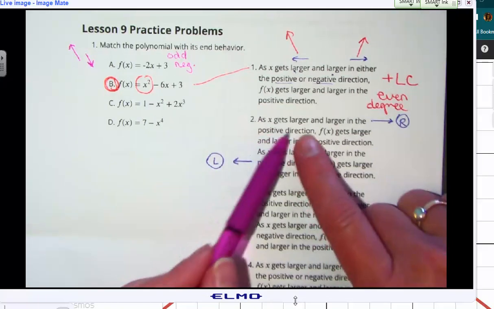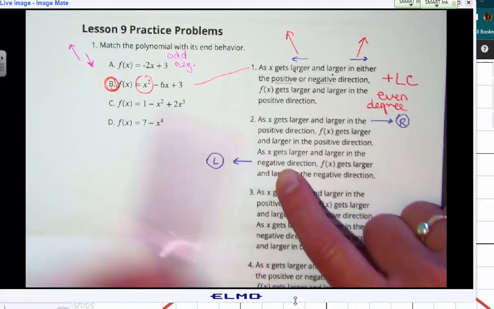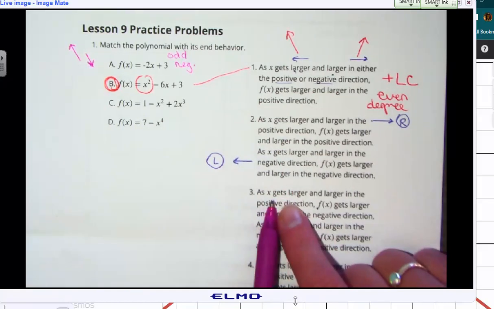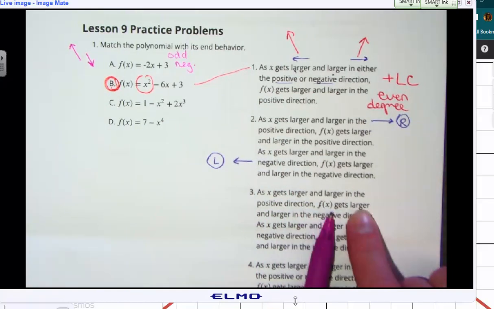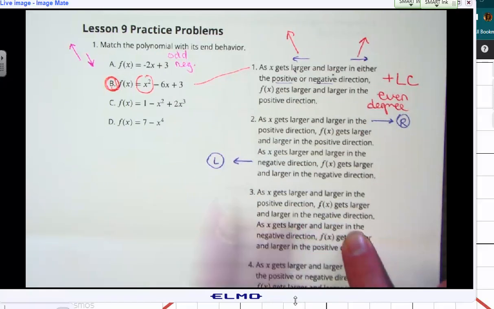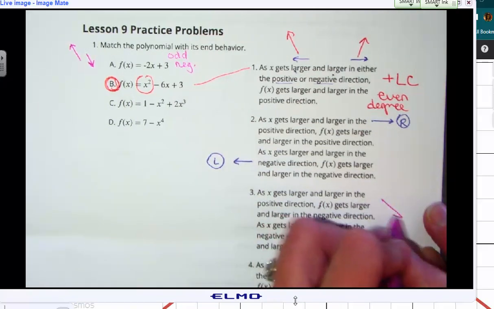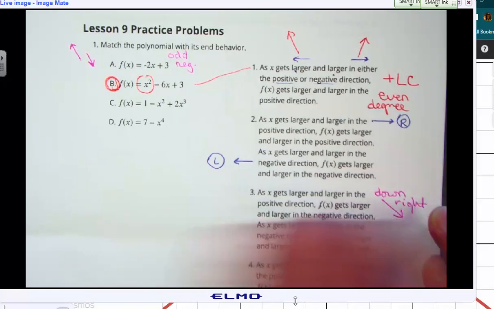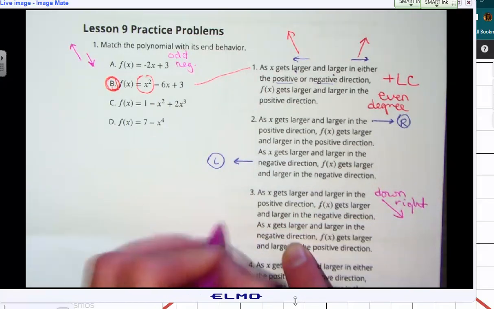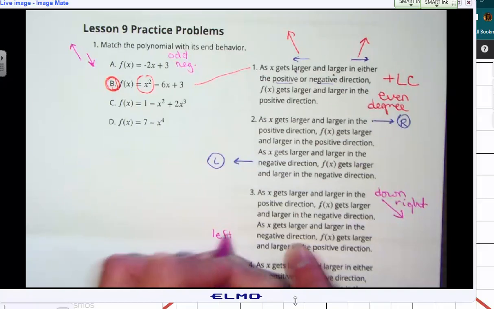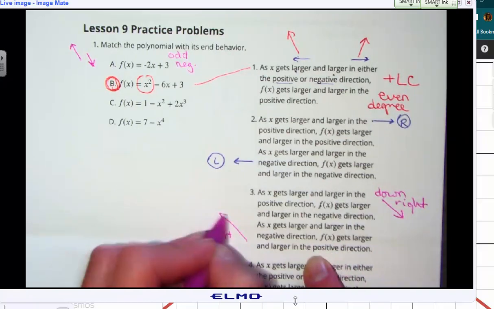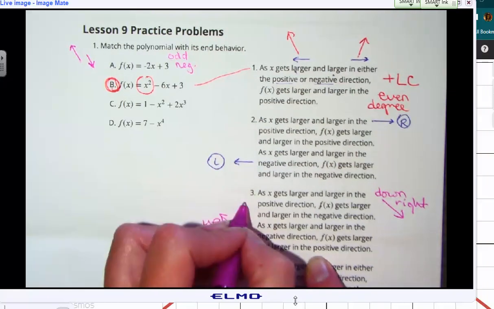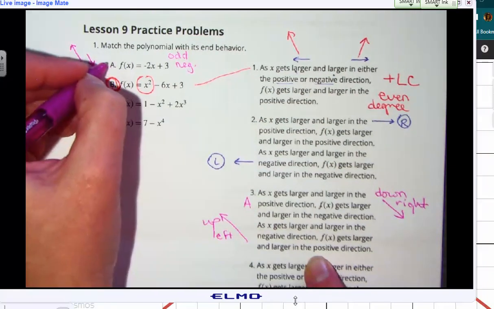I need something that is getting, let's see, smaller and smaller as x gets larger and larger. Let's see, as x gets larger and larger in the positive direction, our function gets larger and larger in the negative direction. This is saying it's going down on the right. And as x gets larger and larger in the negative direction, that's going left. Our function is getting larger and larger in the positive direction. This is going up on the left. That is my match there. So A would be 3.